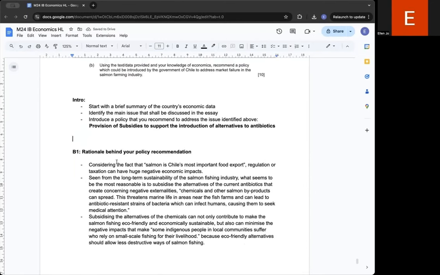You can fill out your body 1 content talking about your logic behind recommending the policy. First, you can argue that considering the fact that salmon is Chile's most important food export, regulation or taxation, such kind of regulation policy can have much more negative economic impact. And seen from the long-term sustainability of the salmon fishing industry, what seems to be the most reasonable is to subsidize the alternatives to the current one, since the current one creates concerning negative externalities, as we can find the reference from the text. Also, subsidizing the alternatives to the chemicals can not only contribute to make the salmon fishing eco-friendly and economically sustainable, but also it can minimize the negative impacts that make some indigenous people in local communities suffer.